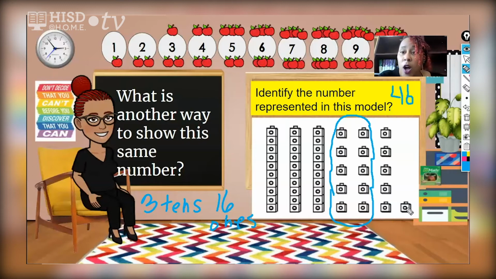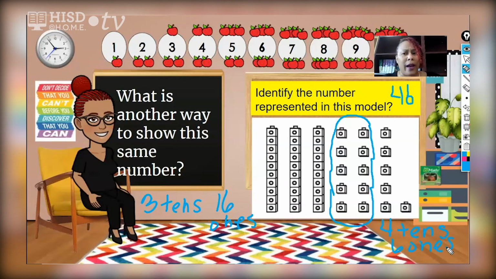So that means I could also represent the number 46 with 4 tens and 6 ones. So 3 tens and 16 ones equals 46. But 4 tens and 6 ones also equals 46.